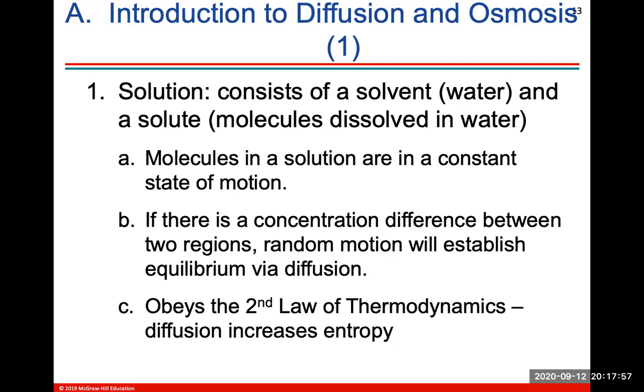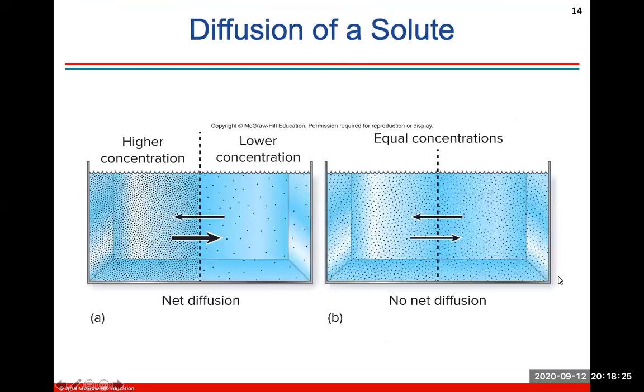A solution consists of a solvent, which is most likely water, and a solute, which are molecules dissolved in water. The molecules in a solution are in constant motion, and if there's a concentration difference between two regions, random motion will reestablish equilibrium by diffusion. So things will move from an area of higher concentration to lower concentration, and this is what the second law of thermodynamics says.